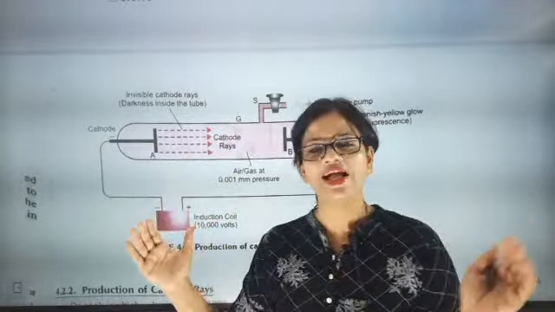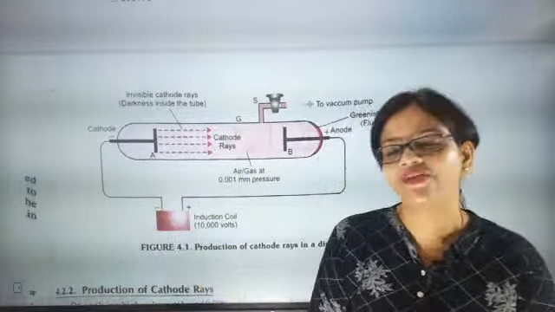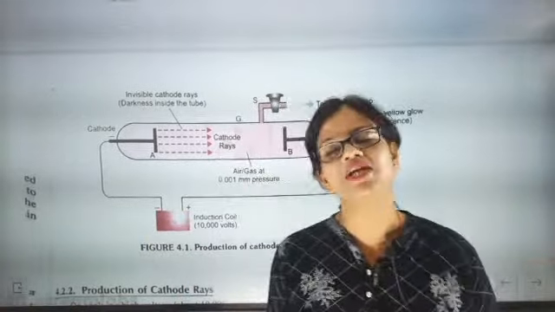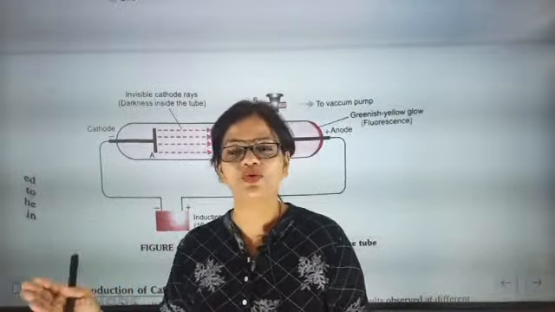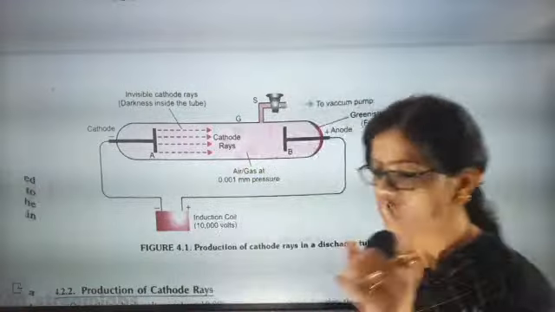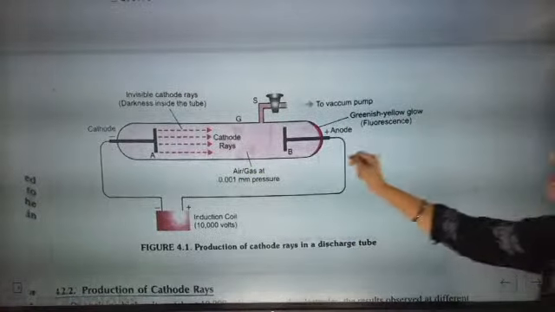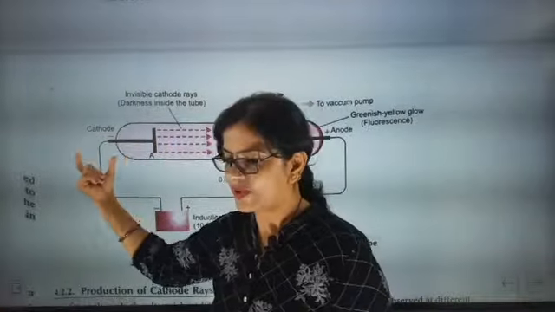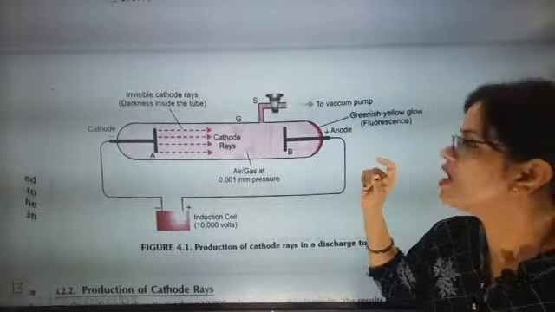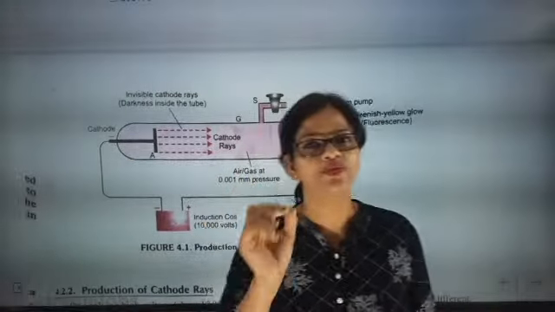Some rays are coming from the cathode and going towards the anode. This was the thing we have seen. So rays are coming from the cathode going towards the anode, and these rays were called cathode rays.